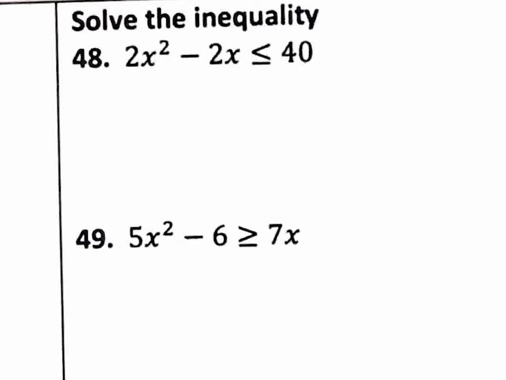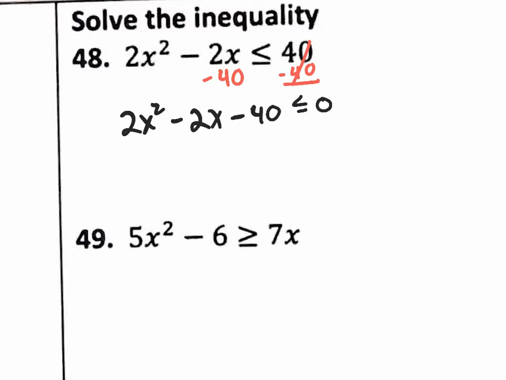How do we do this? To solve a quadratic inequality, you first set it equal to 0. So let's subtract 40. Subtract 40. You're going to end up with 2x squared minus 2x minus 40 is less than or equal to 0. As a matter of fact, we're going to pretend that it's an equal sign, all right? We'll deal with the inequality later. So we have this quadratic trinomial equation. Let's pretend it's an equal sign and let's solve it.